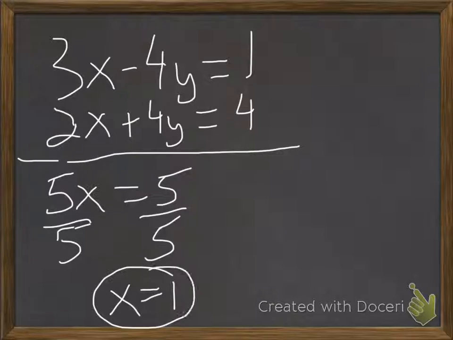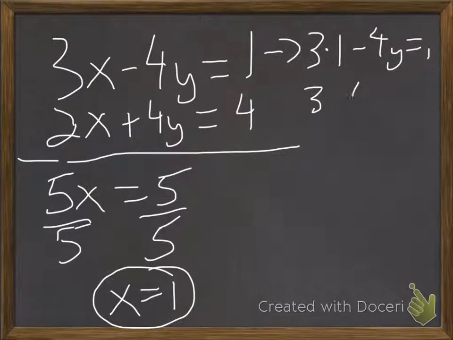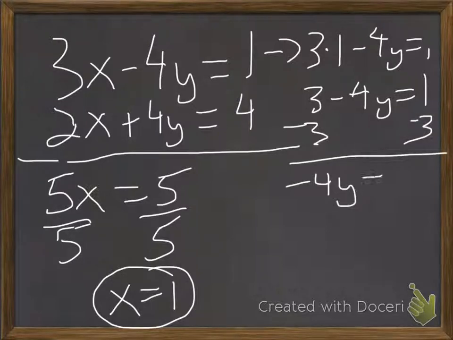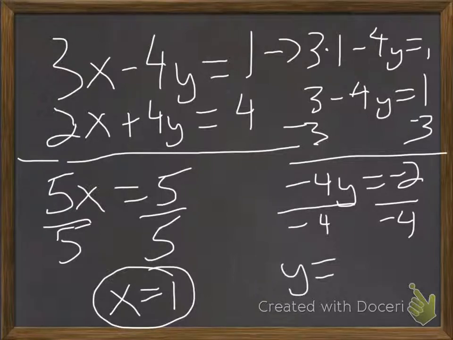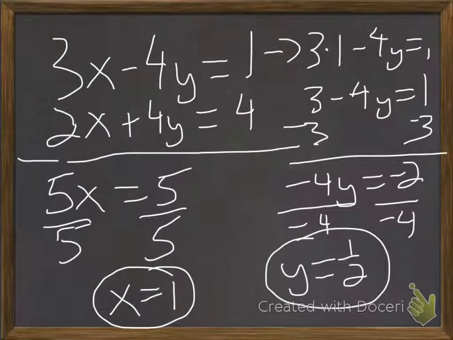Now we can choose which equation to substitute in. I'm going to use this one. Right, so 3 times 1, I get minus 4y equals 1. Right, so 3 minus 4y equals 1. Subtract 3. Negative 4y equals negative 2. Divide by negative 4. I'm going to reduce this, y equals 1/2. So we have our answers, right? And you want to put it as a pair, so try to squeeze it in here. This is our answer, okay?